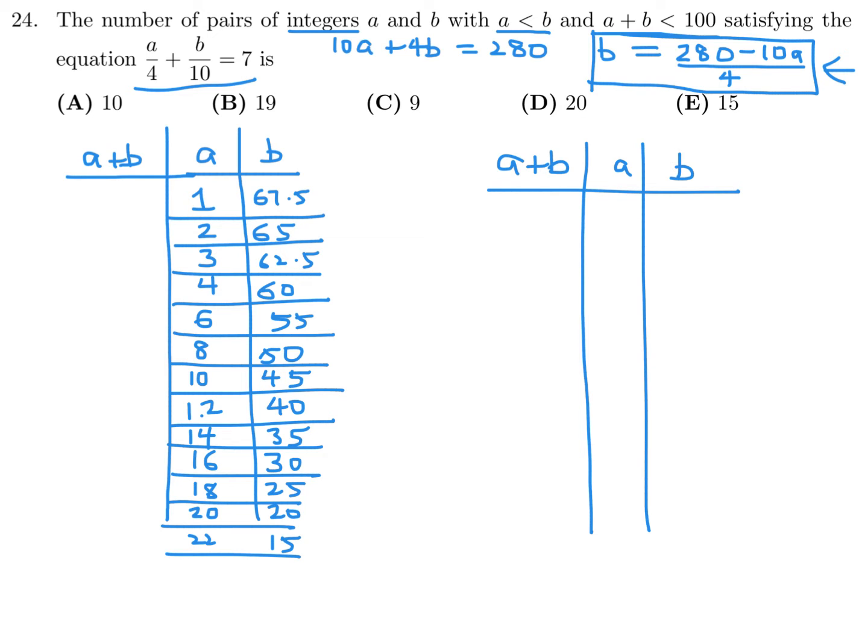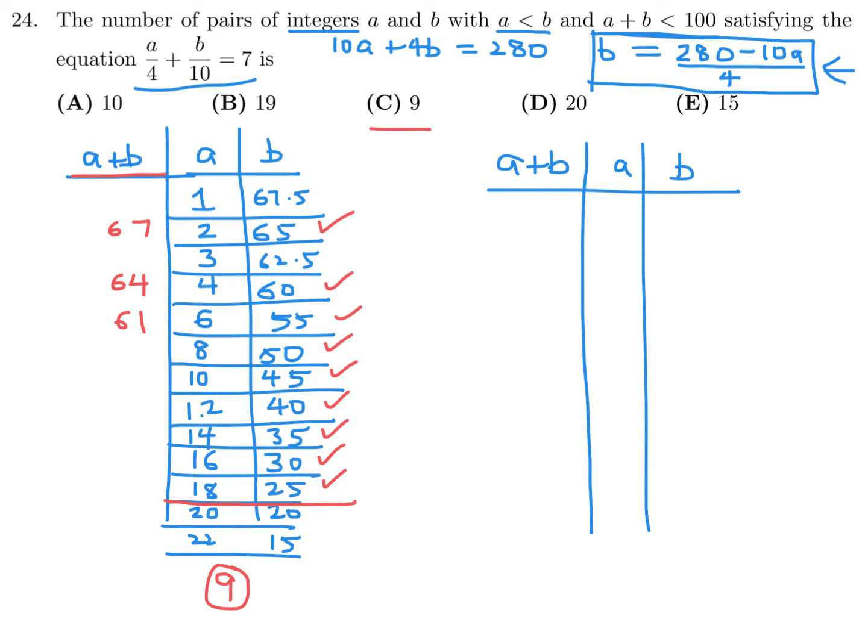Okay, wait a second. Right here is where we need to stop, because A has to be less than B, right? If it's 20, 20, then A is equal to B. And if it's 22 and 15, then A is greater than B. We also have to make sure that A plus B is less than 100. I think they're all less than 100. If you look at this, this would be 67, this would be 64, 60. They're actually going down, so I don't think any of them will be greater than 100. Let's see how many we got: 1, 2, 3, 4, 5, 6, 7, 8, 9. So we got 9.